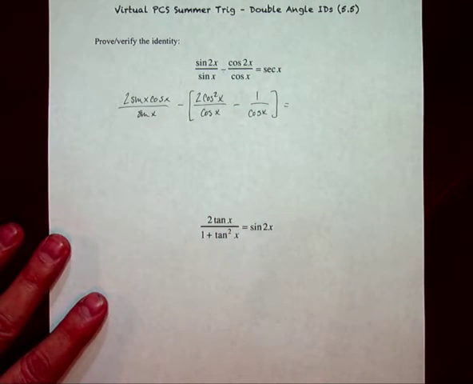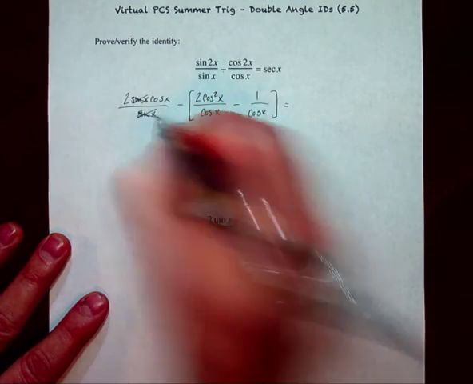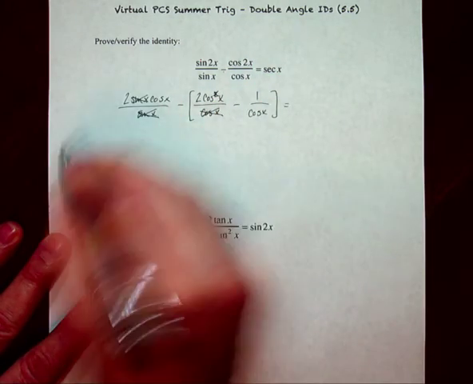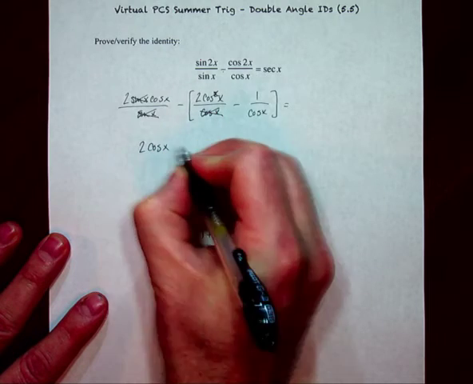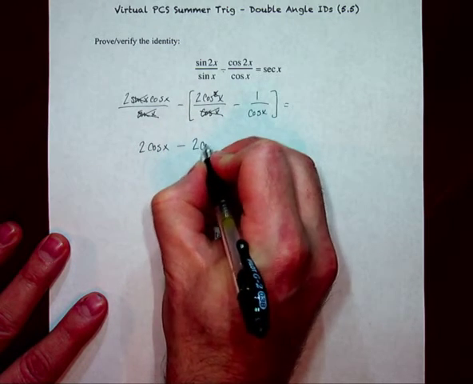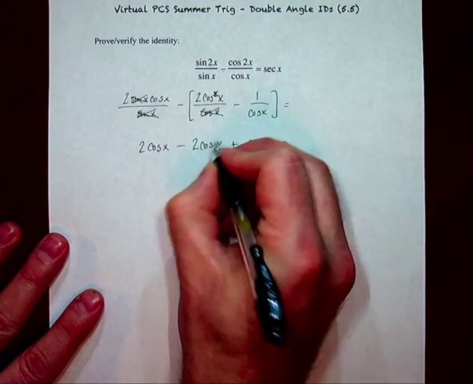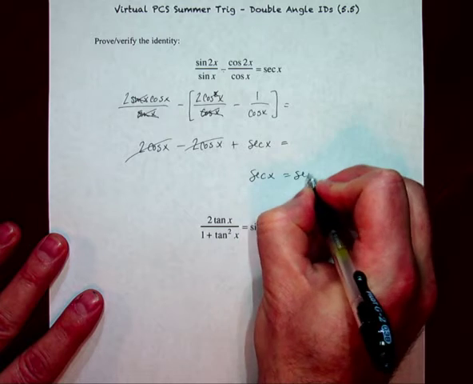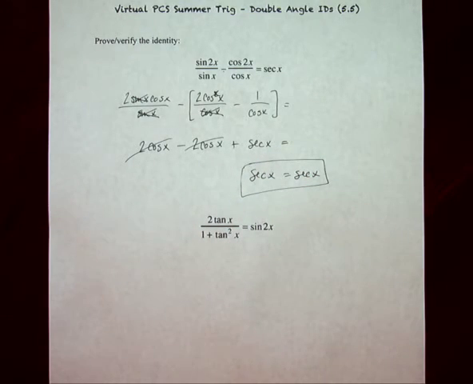Well, that's going to be really convenient because that cancels out with that. This cancels out with one of those. And when I distribute the negative, I'm going to get 2 cosine of x minus 2 cosine of x plus secant of x. Those cancel out, and I'm just left with secant x is equal to secant x. Alrighty.